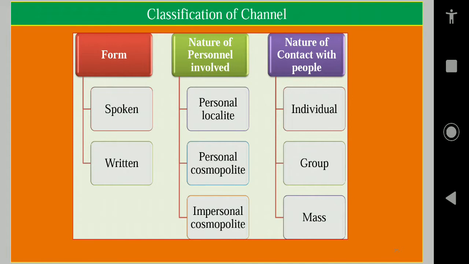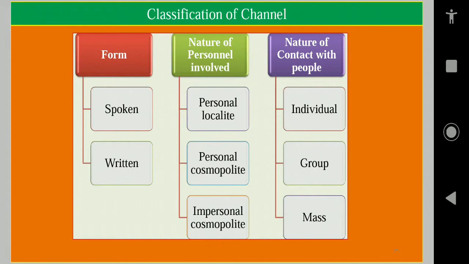Then come to the classification according to nature of personnel involved. These are divided into three parts: personal localite, personal cosmopolite, impersonal cosmopolite. Personal localite means what? Personal means a person, and localite means from the local area. For example, local leaders, local people who belong to the receiver's own social system. Personal localite channels are important in traditional social systems. They are local, from the local area of that receiver.